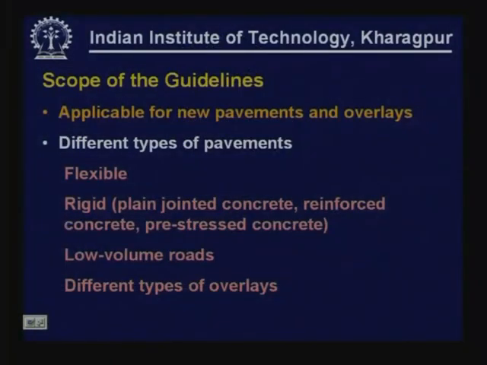For example, the types of pavements that are considered in these guidelines are flexible and rigid. Under rigid, we have different types of pavements: plain jointed concrete, reinforced concrete, and prestressed concrete. In fact, information was available on all these types of pavements from the AASHO road tests. Guidelines are also available in the 1993 version for low volume roads, and also for different types of flexible overlays and different types of overlays for concrete pavements also.